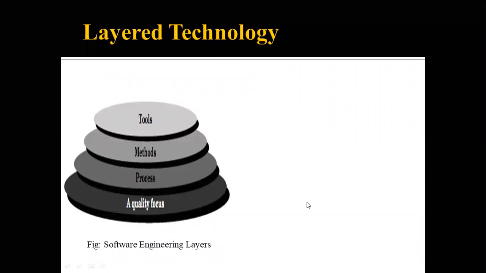Now moving on to software engineering as a layered technology. This answer is important for 2 to 3 marks for layered technology. Why software engineering is called a layered technology? There are 4 layers in software engineering. You've got a quality focus, and you're going to have process, methods, and tools.